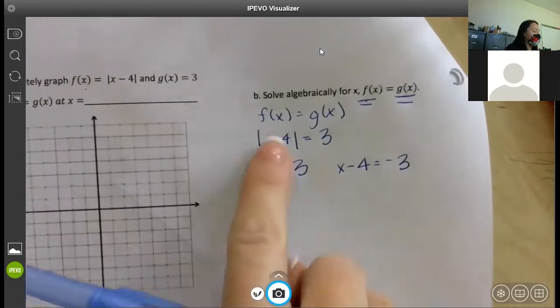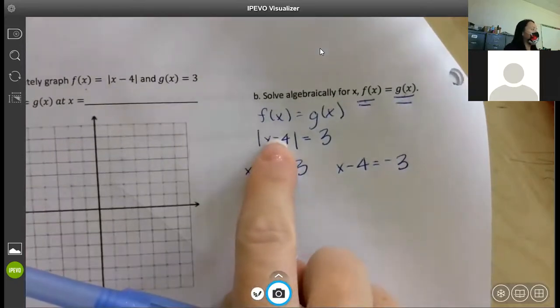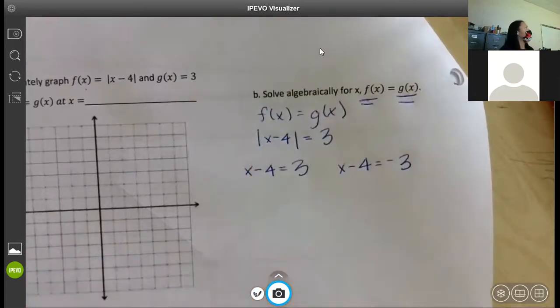Again, the reason we do this is because the inside of this could be either negative 3 or positive 3, because when we take the absolute value, it's going to be positive. So don't worry about why so much. Just remember that you set up 2 equations. Now you just solve them like normal. How do I solve these? That's step 3.